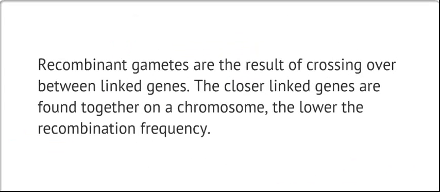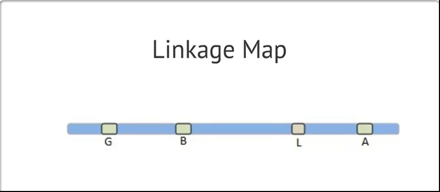Recombinant gametes are the result of crossing over between linked genes. The closer linked genes are found together on a chromosome, the lower the recombination frequency. This means that different pairs of linked genes will have different recombination frequencies, and the smaller the recombination frequency, the closer together those genes will be. Morgan and his colleagues realized that they could use this information to begin constructing physical maps of the locations of genes on a chromosome. They would be able to locate genes in relation to each other. They called this a linkage map.